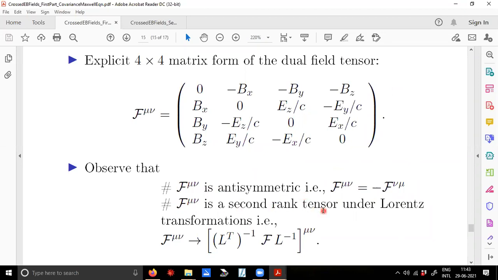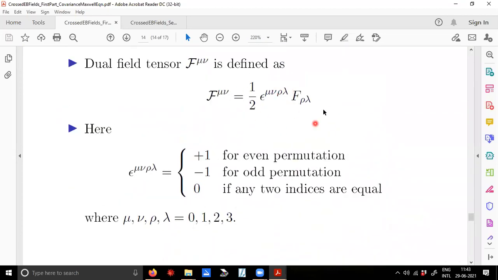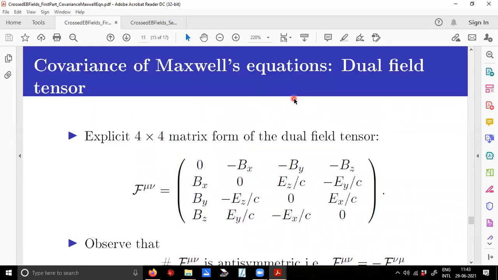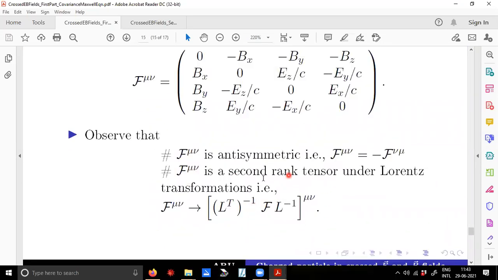And this is a second rank tensor under Lorentz transformations, but its transformation properties are given by L transpose inverse F L inverse. This again, I cannot explain. I'm giving it to you. But I have to work out what is the transformation property of this whole quantity, whatever I have written here. If I do that, then I get a result. The result is it transforms in this particular way. That is the statement for right now.